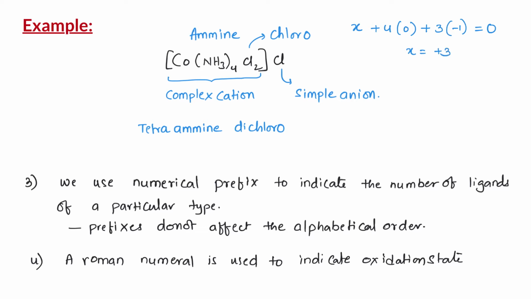So now let's name the metal. Cobalt, followed by the Roman numeral 3. Now we are finished naming the complex cation. This should be followed by the name of the anion, which is chloride. So the complete name of the compound is tetraamminedichlorocobalt(III) chloride.